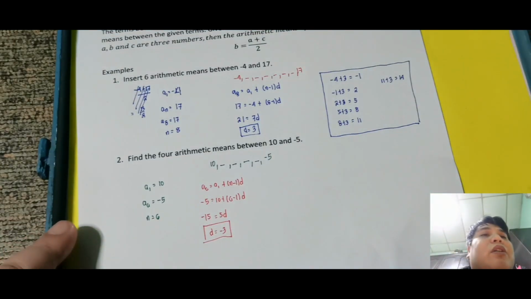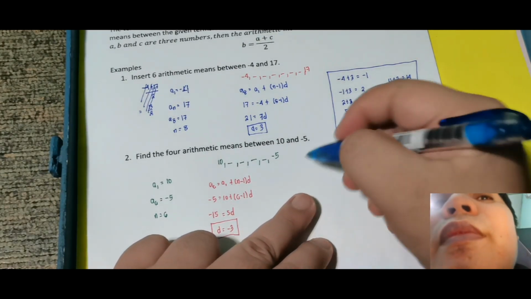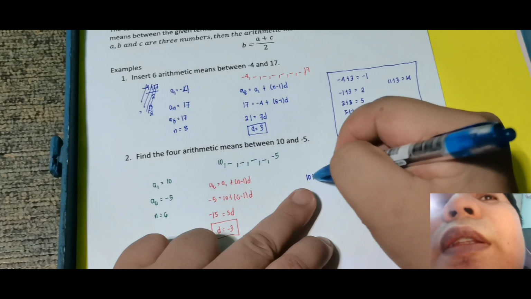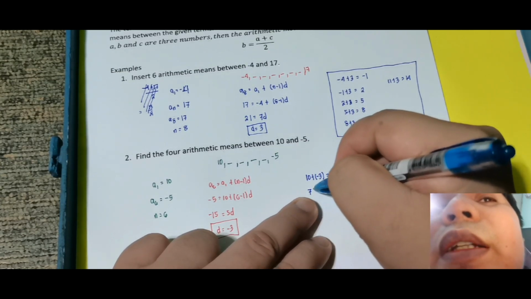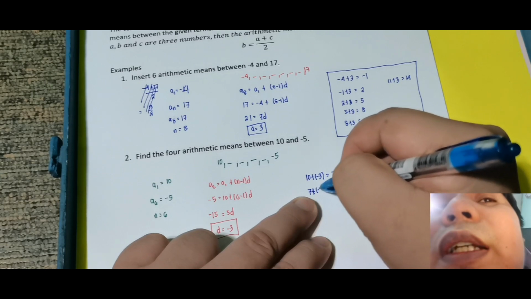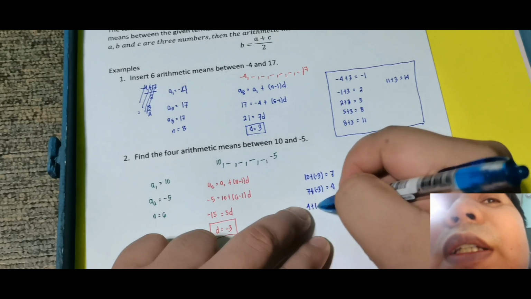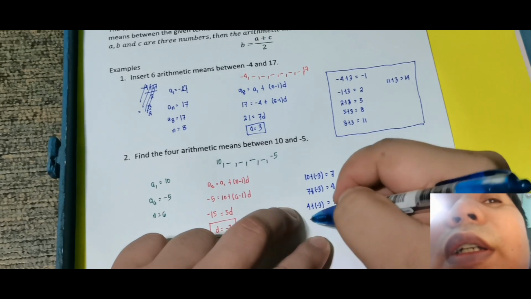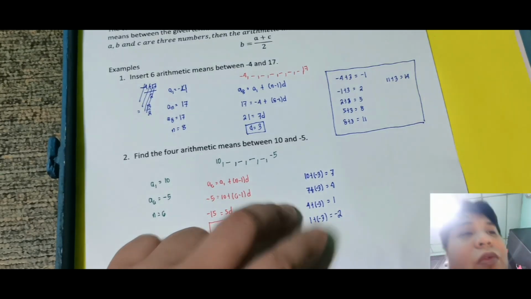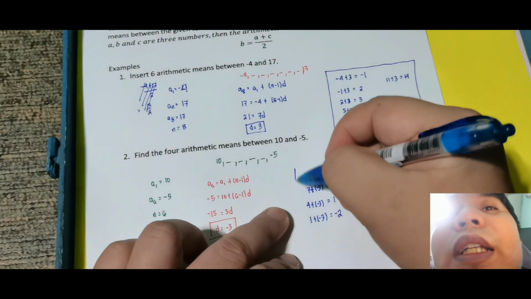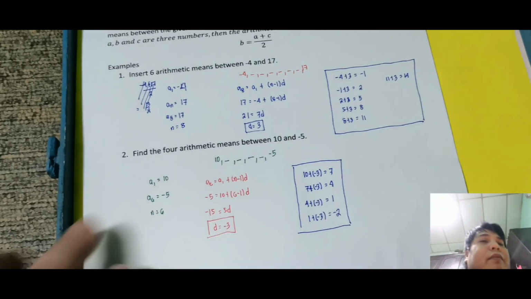Since negative 3 yung common difference, anong gagawin natin? Para mahanap yung mga term, 10 plus negative 3 is equal sa 7. 7 plus negative 3 is 4. 4 plus negative 3 is 1. 1 plus negative 3 is negative 2. Therefore, ito yung mga arithmetic means na i-insert natin between sa numbers na yan.